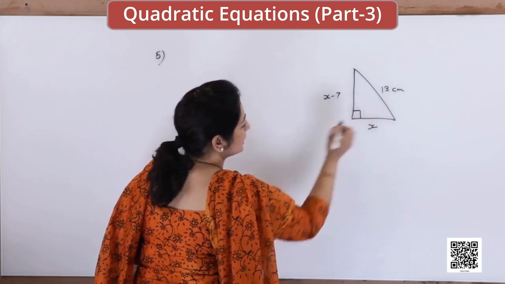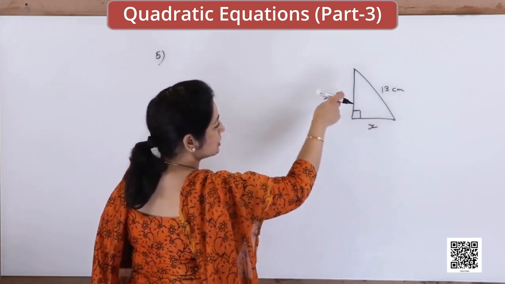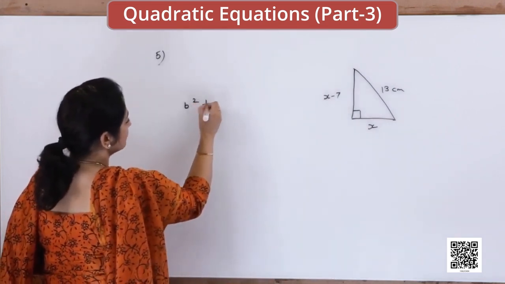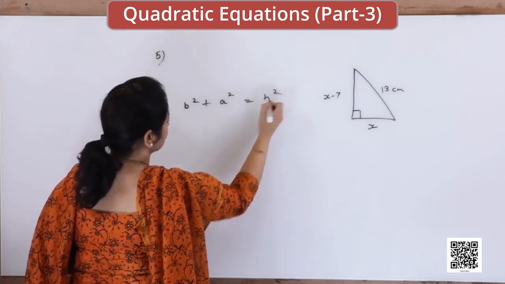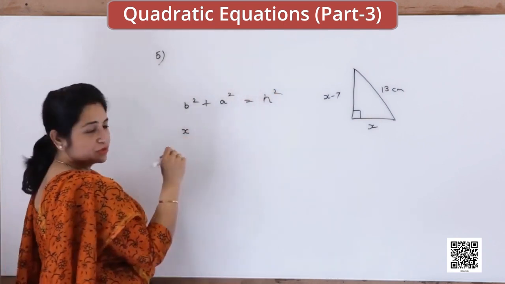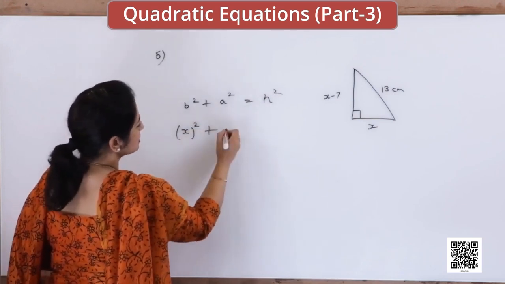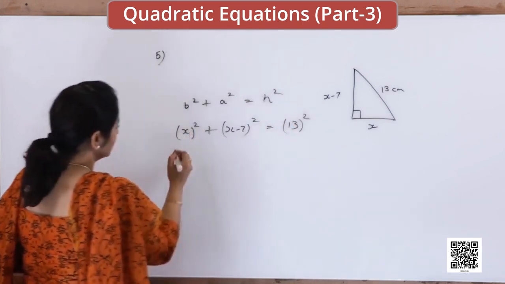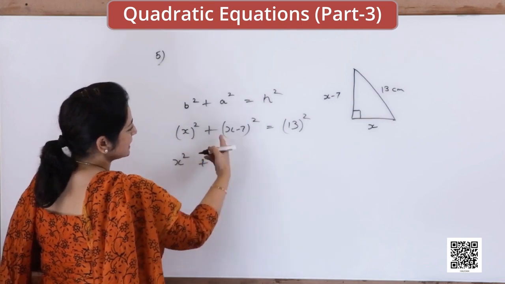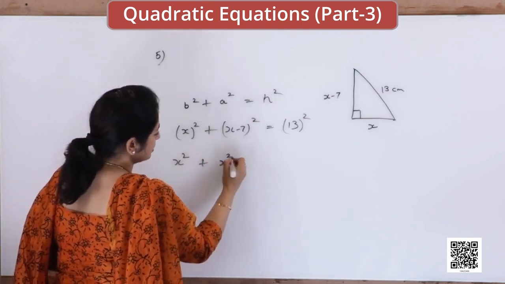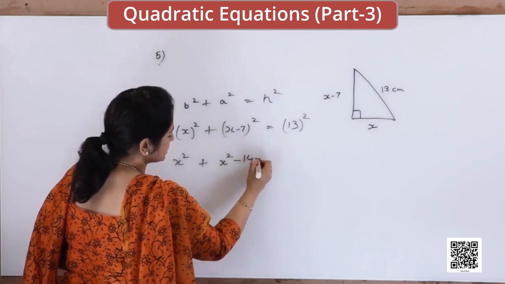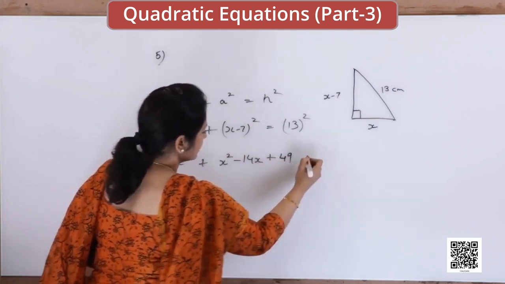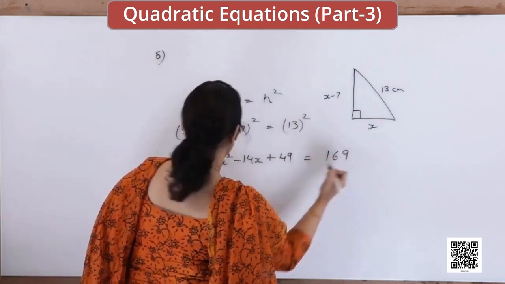We know that in a right angle triangle, the square of base plus square of altitude is equal to square of the hypotenuse. So we can write it like this: base square plus altitude square is equal to hypotenuse square. So we can put the values here. x square plus (x minus 7) whole square is equal to 13 square. Here we will have x square, here (x minus 7) whole square. So x square minus 2ab, that is 14x, plus b square, that is 7 squared, 7 sevens are 49, is equal to 13 square, that is 169.